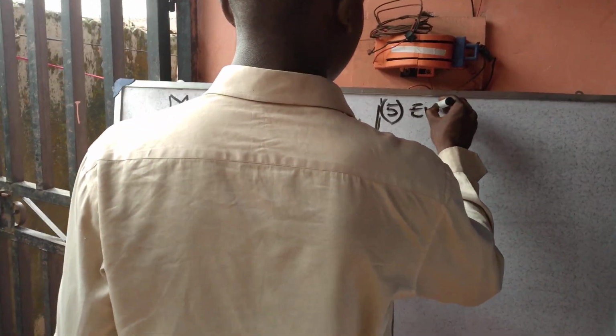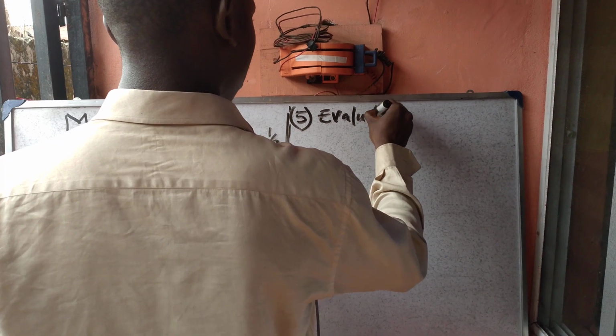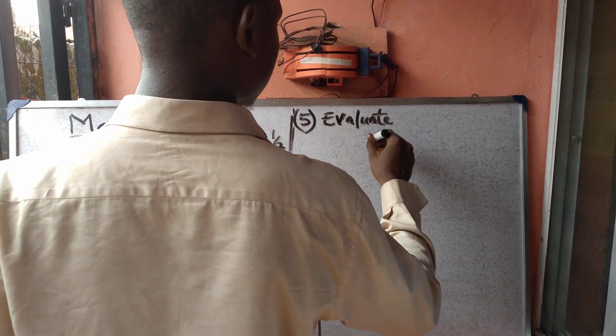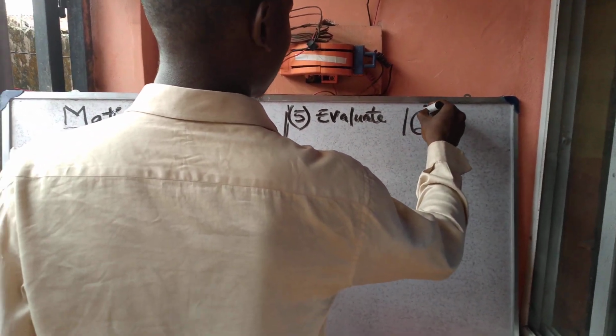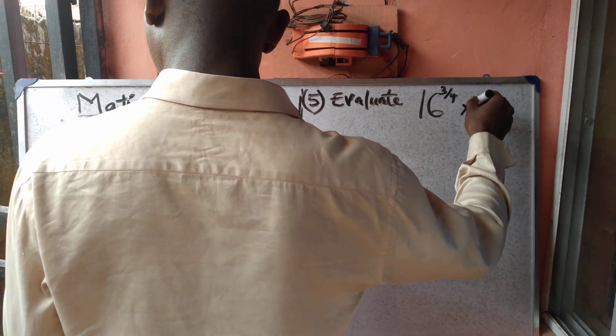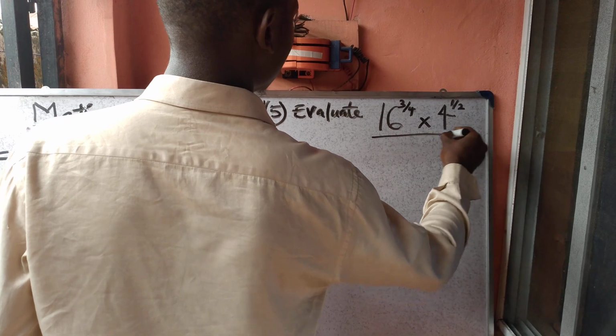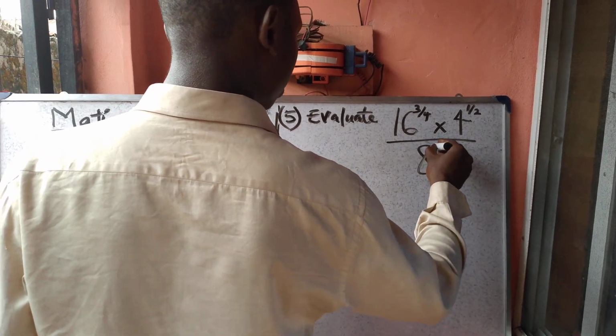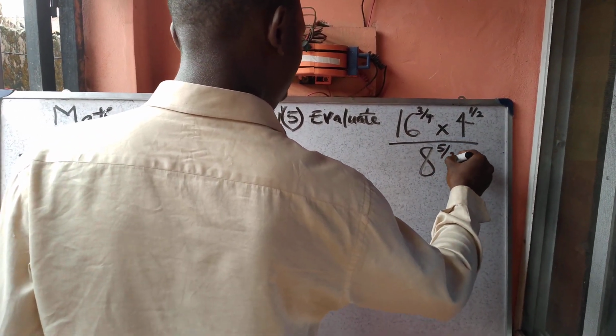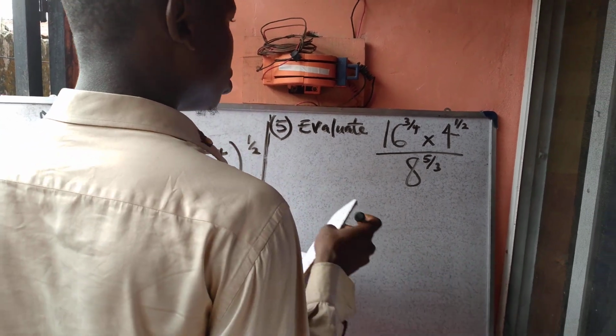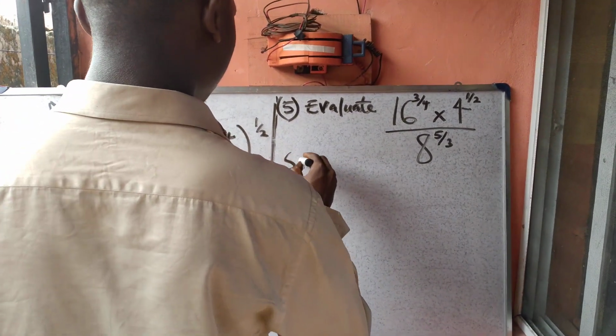Number 5 says, evaluate 16 raised to the power 3 over 4 times 4 raised to the power 1 over 2, all over 8 raised to the power 5 over 3. Solution.